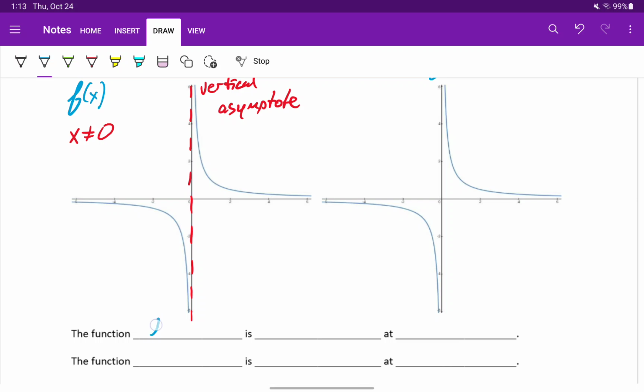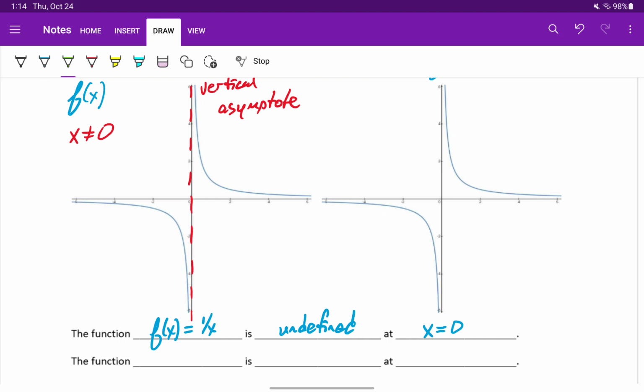So our function, f of x equals 1 over x, is undefined at x equals 0, and that's why we see that vertical asymptote occurring, which is again a vertical line that our function will approach but never cross over.